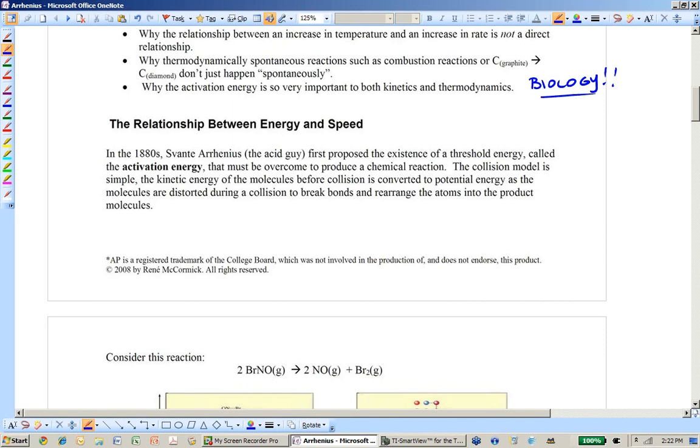So the collision model is simple. The kinetic energy of the molecules before the collision is converted to potential energy as the molecules are distorted during the collision to break bonds and rearrange the atoms into the product molecules. And I remind you yet again, it takes energy to break bonds. Energy is required to break bonds. Energy is released when bonds are formed.